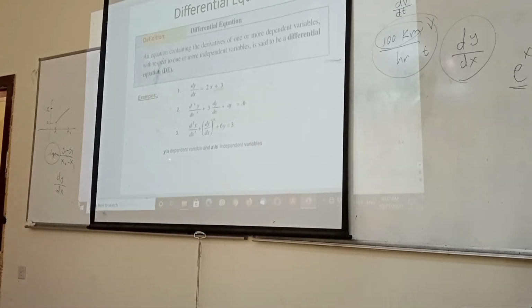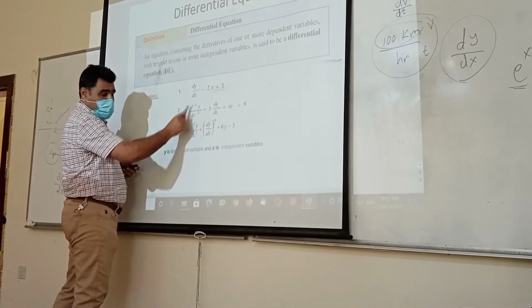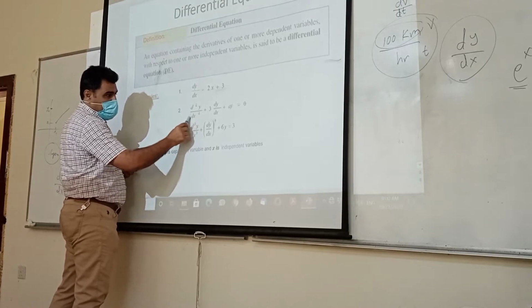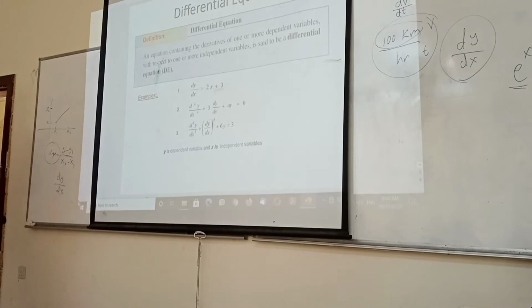So Y is dependent variable. Any variable on the top is the dependent one. Any variable on the bottom is the independent variable.